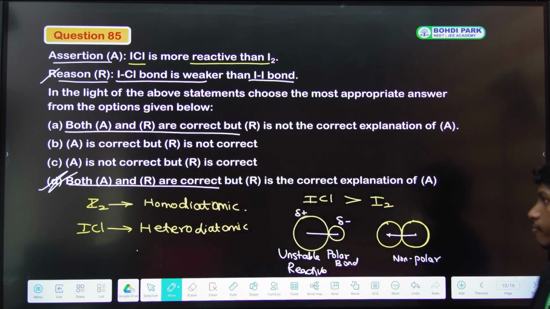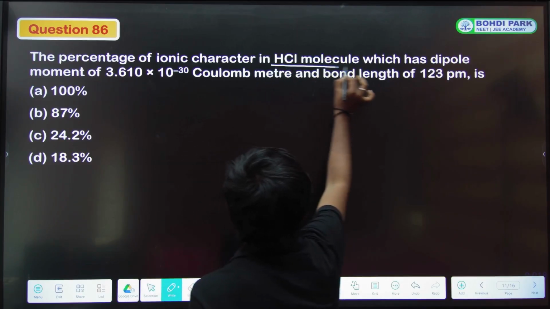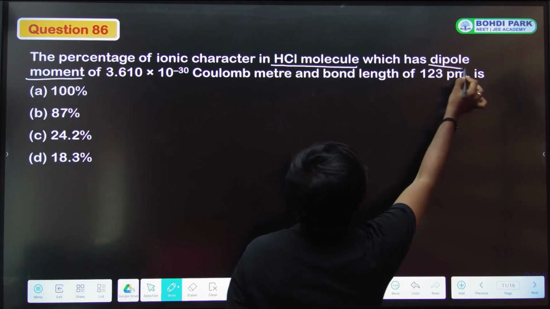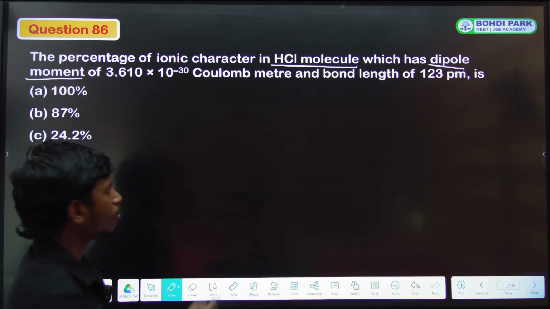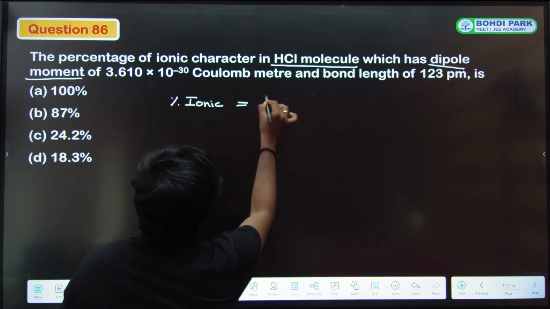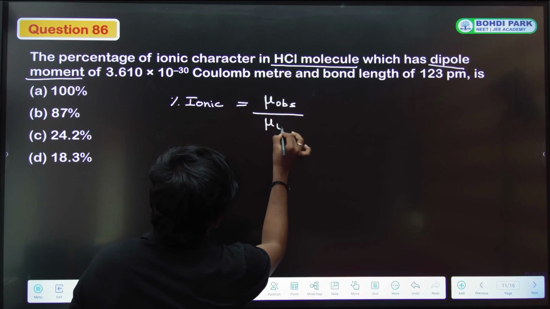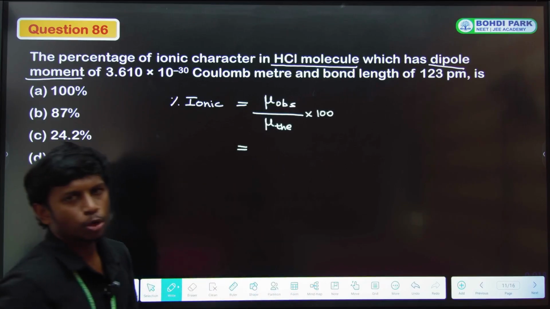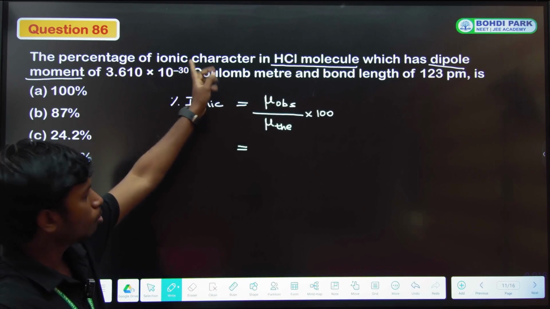Then the next question: the percentage of ionic character of the HCl molecule which has a dipole moment. From the dipole moment we find the ionic character. There is only one formula: percentage of ionic character is equal to the observed dipole moment divided by the theoretical dipole moment, into 100. See how much observed dipole moment they have given: 3.61 into 10 to the minus 30.